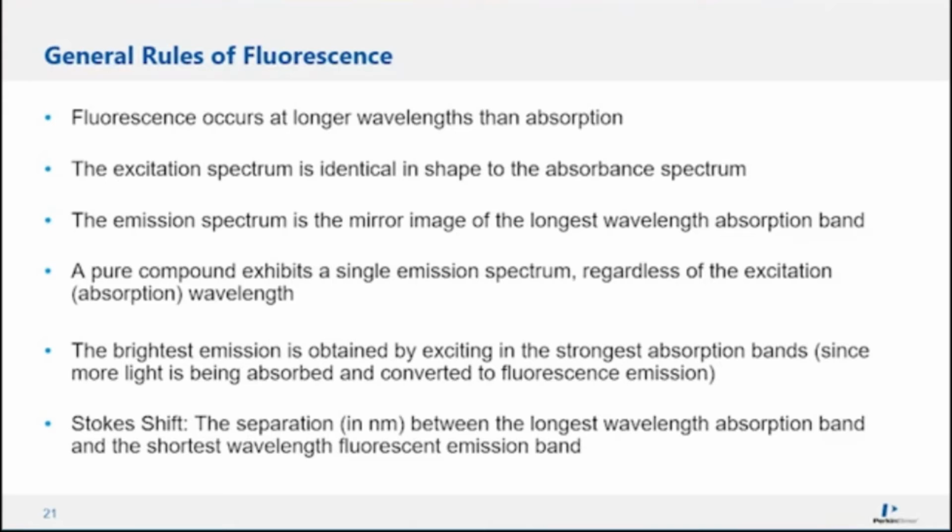And the brightest emission is obtained by exciting in the strongest absorption band, since more light is being absorbed and converted to fluorescence emission. The Stokes shift is a measurement of the distance between the last band of the absorption, or the excitation, and the first band of the emission. And I'm going to show you what that looks like in the next slide.